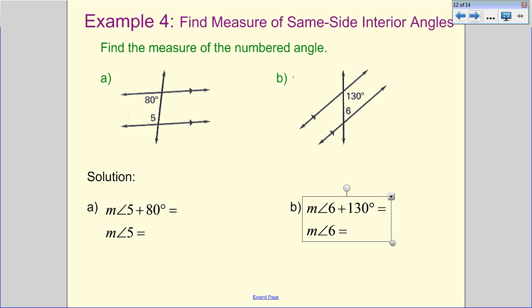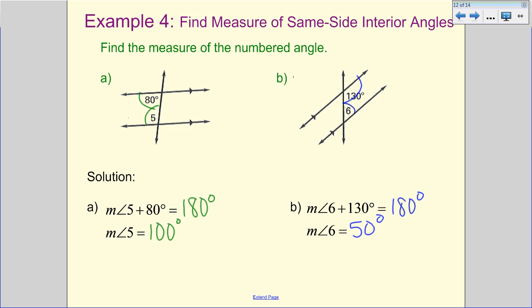So let's see what we can figure out here. I want to find the measure of the number of angles. These are same side interior angles, so I know the measure of angle 5 plus 80 degrees equals 180. If we subtract the 80 degrees, we get the measure of angle 5 is 100. If we take a look here, angle 6 and the 130 degree angle are same side interior angles, which means they are supplements, so they add up to equal 180. Subtract the 130, and then we get 50 degrees.